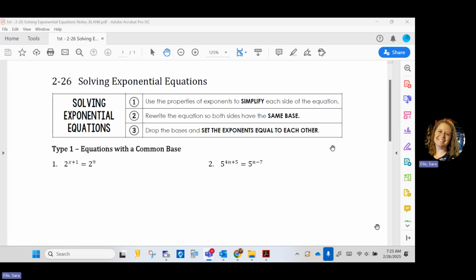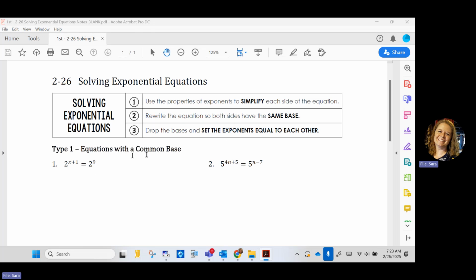So we've got the steps listed here in this table. Step 1 is to use the properties of exponents to simplify each side of the equation. Step 2 is to rewrite the equation so that both sides have the same base. And then step 3 is to drop the base and set the exponents equal to each other. Okay, so properties of exponents to simplify each side, we'll go over those as we get to questions that require us to do that.